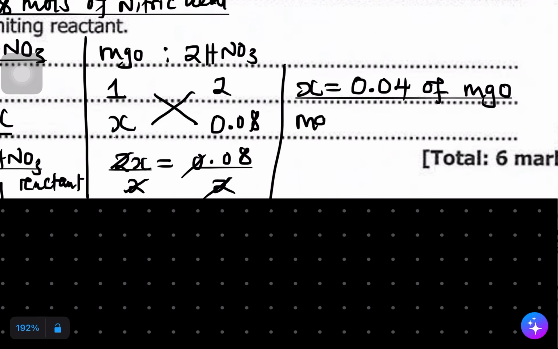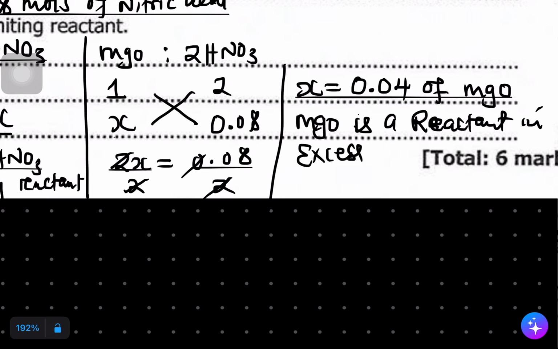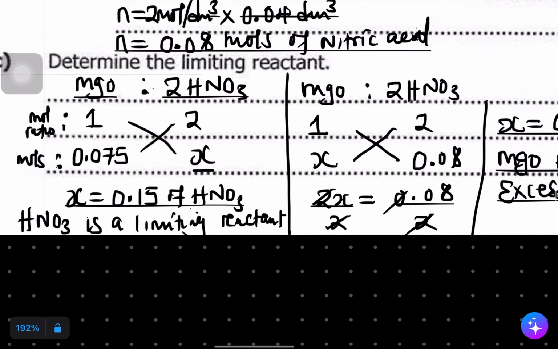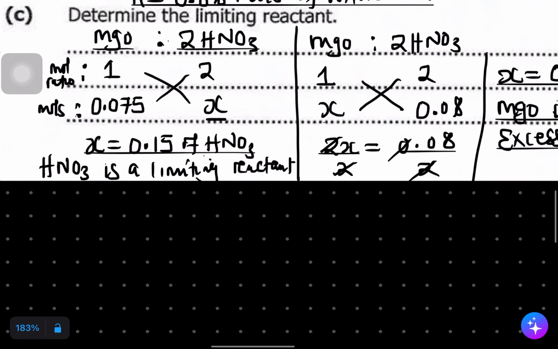So you can say MgO is a reactant in excess. Okay, so this is how we can state it. Okay, so now if we see now, we are given in the question which one is the limiting reagent, so we can say HNO3. Are we together?